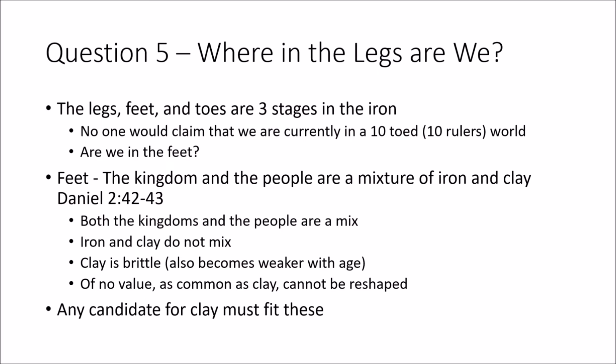And the feet talk about the kingdom and the people are a mixture of iron and clay. That comes from Daniel 2:42-43. And so it says both the kingdoms and the people are a mix of iron and clay. The iron and the clay do not mix, which means they don't work together well. They don't even associate with each other, you might say it that way.